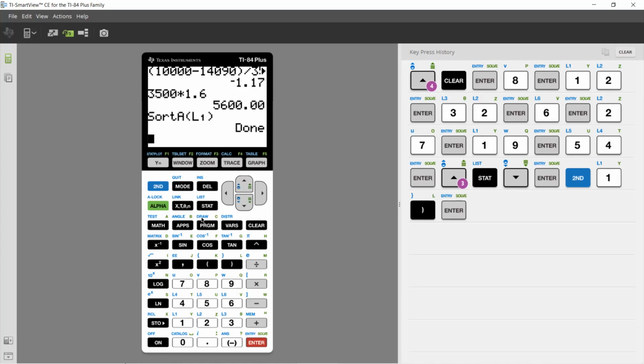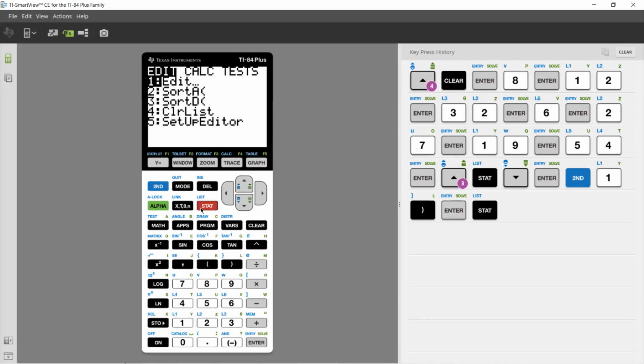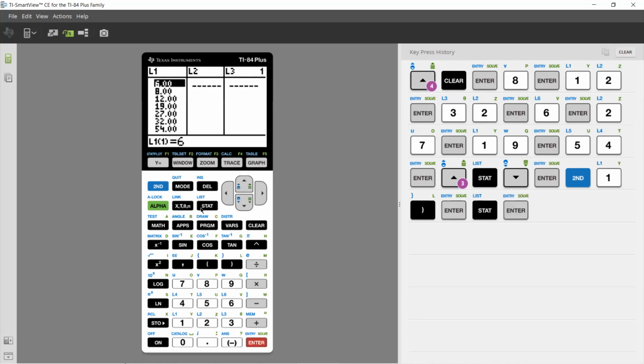If you go to stat one more time and you're on edit, you click enter, you'll see that it's sorted your list for you. I just want you to see this because we can tell a few things just by looking. We know what the minimum is. What's our minimum here? Six.